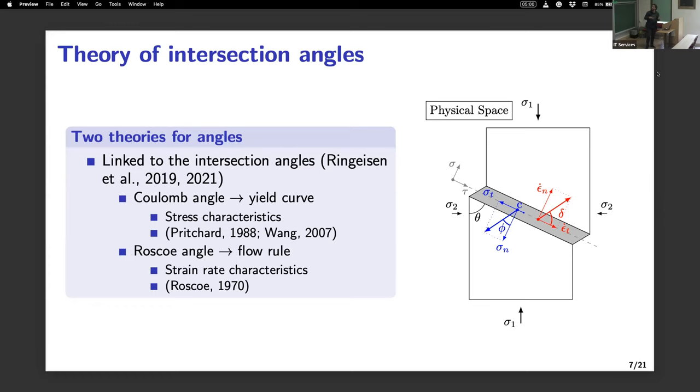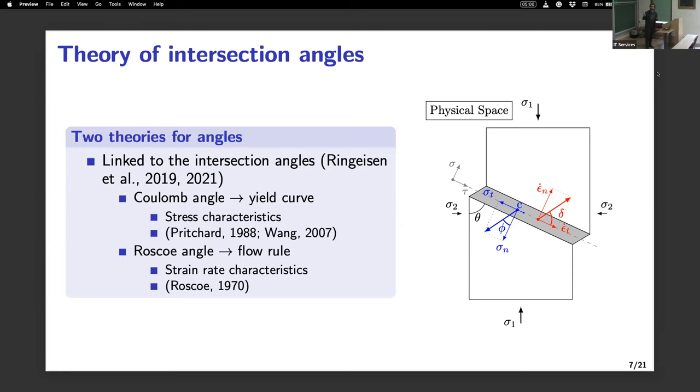And there is another theory that was developed in the 70s by Roscoe, that we call the Roscoe angle. So it links to the value of the flow rule. So the deformation that happens inside the LKF, so the flow rule, and that would be what we call the dilatancy angle delta, the ratio of shear and divergence inside our LKF, or inside our shear band, as we sometimes call it. And in a previous paper, when we have a normal flow rule, our phi and our delta are the same angles. So basically, the Coulomb and Roscoe angles are giving the same answer.